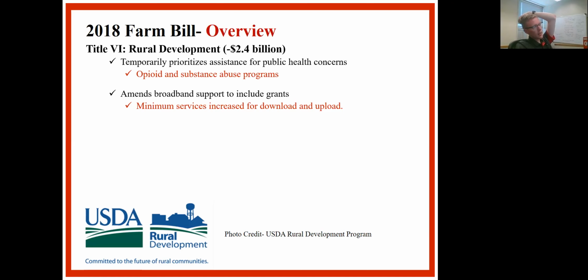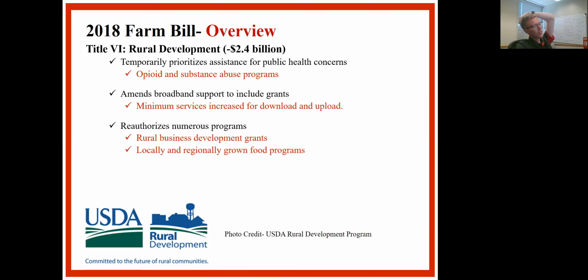It amended the broadband support to include grants. This is to help with rural initiatives to get broadband out to rural areas. Some of our precision data in agriculture right now is dependent on having internet access at field level, and we don't have that to the capability that we need to. So that's kind of the idea behind that. We see a reauthorization of rural business grants.